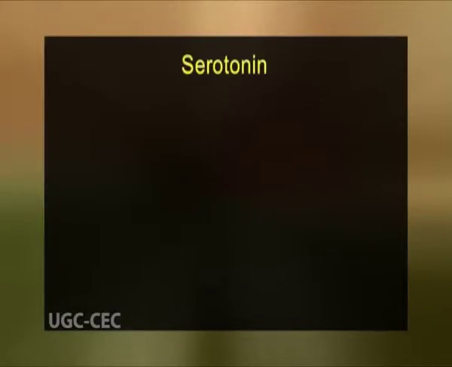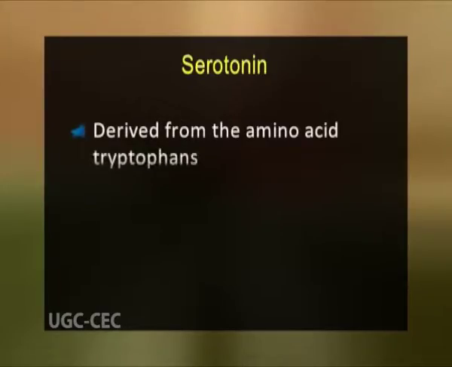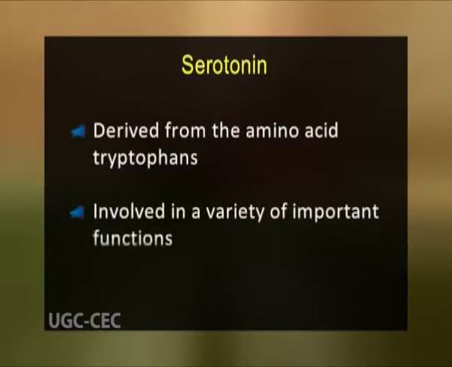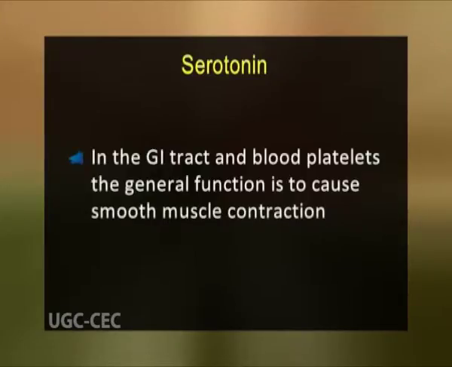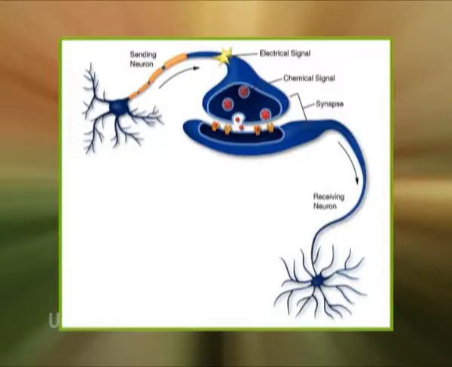Serotonin. Serotonin is derived from the amino acid tryptophan. Serotonin is involved in a variety of important functions. In the GI tract and blood platelets, the general function is to cause smooth muscle contraction. However, the most publicized function of serotonin is its association with general mood and mood disorders in the central nervous system. The most well-known are the selective serotonin reuptake inhibitors that block the reuptake channels in the presynaptic cells, thereby increasing the time and concentration of serotonin in the synapse.